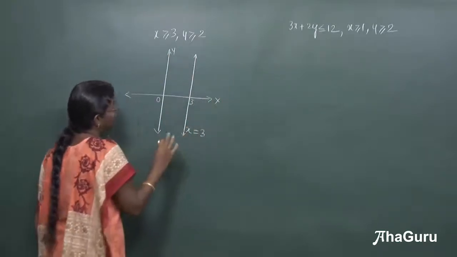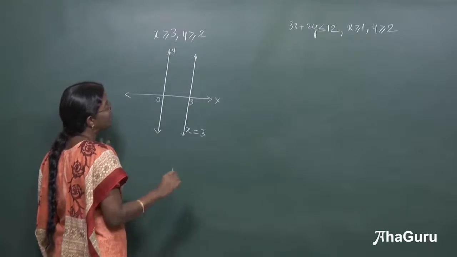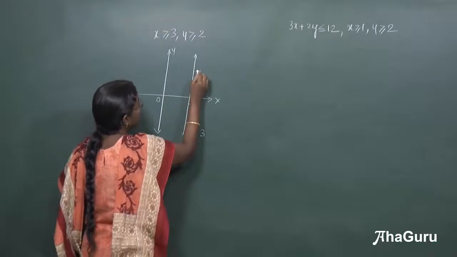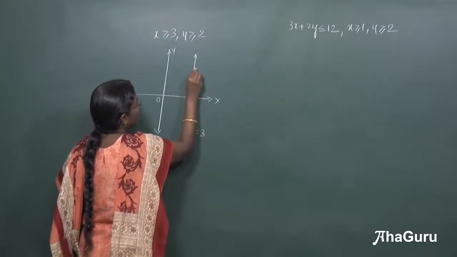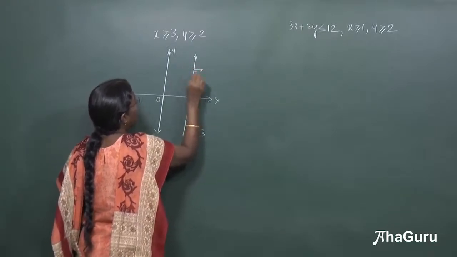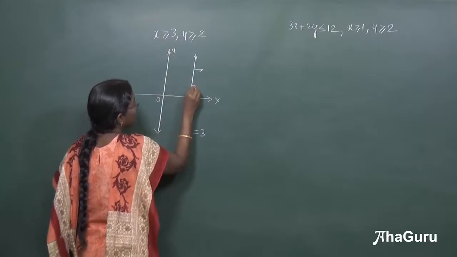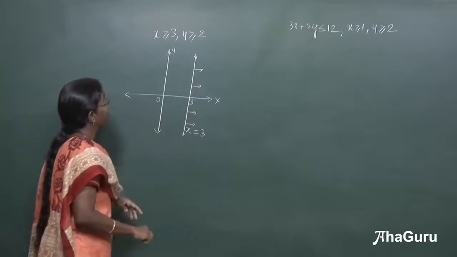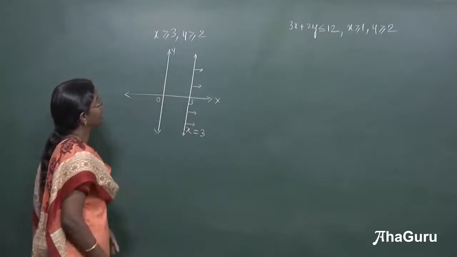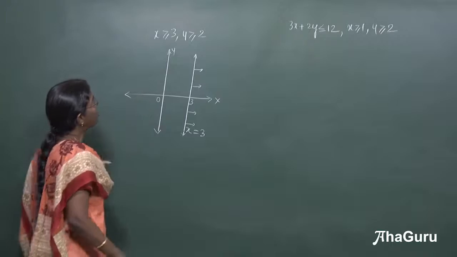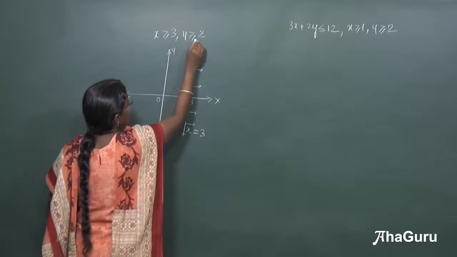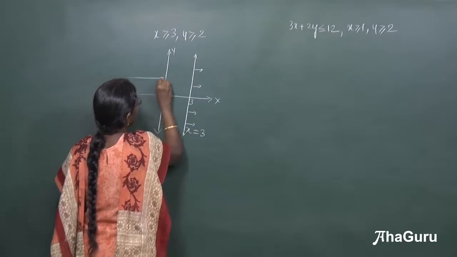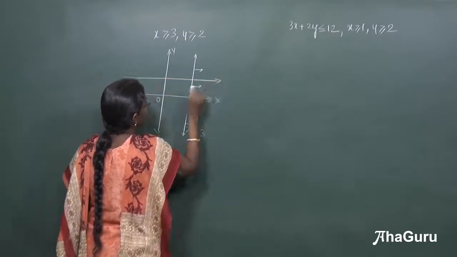Do not shade everything, especially when you have two inequalities, it will become too messy. We will just indicate the region by 2 or 3 small arrow marks, greater than 3. So, it will be to the right of 3. Equal to 3 is along this line. Next, we will draw the line y is equal to 2. Y is equal to 2 is going to be a line like this.